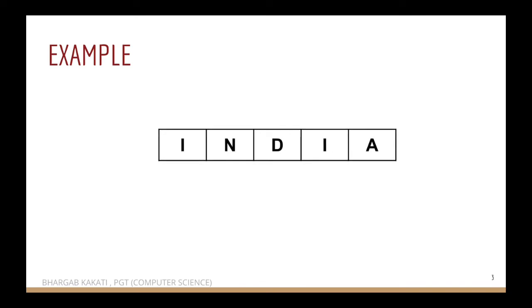So let's say I have a string called India. As I have already mentioned in the previous slide, each character of a string has a number associated with it. That number is known as an index. Here we have indexes starting from 0 to n minus 1, where n is the length of the string. What is the length of the string? How many characters are there? 1, 2, 3, 4, 5. So the length of the string is 5, so indexes will go from 0 to 4. 0 to length minus 1, I mean.